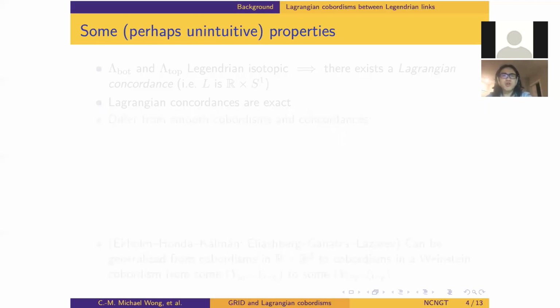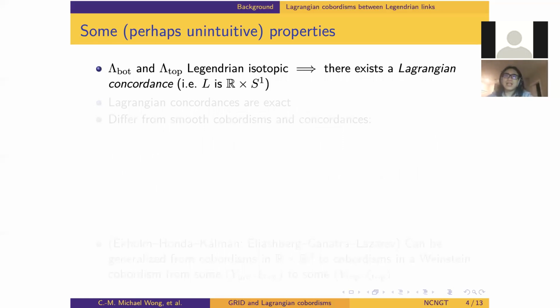So Lagrangian cobordisms have some properties, some of which are kind of unintuitive. First of all, something that you sort of expect: if you have two Legendrian links that are Legendrian isotopic, then there exists a Lagrangian concordance in between. Just like if you have two knots that are smoothly isotopic, then there is a smooth concordance in between. And here concordance just means a cobordism with genus g equals 0. So topologically, it's just a cylinder. Lagrangian concordances are automatically exact. You don't have to check for the exactness condition.